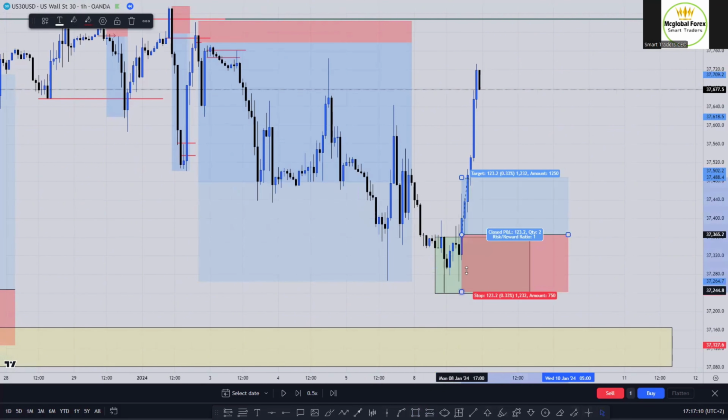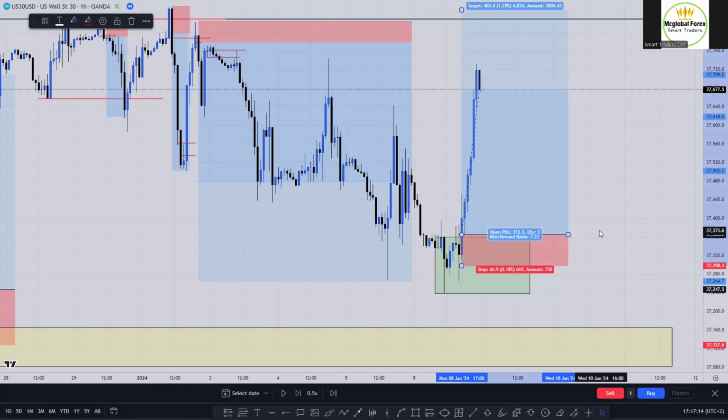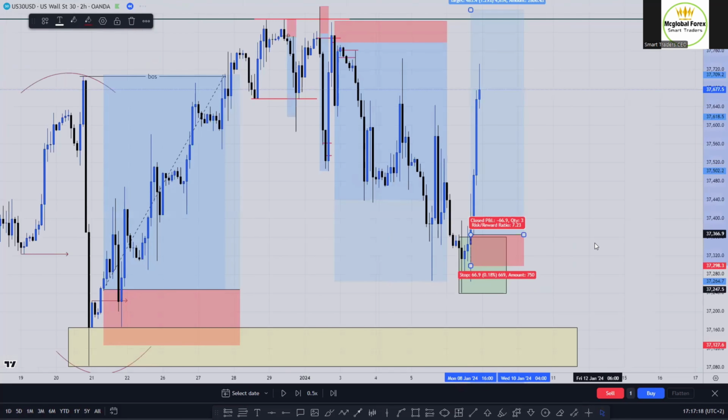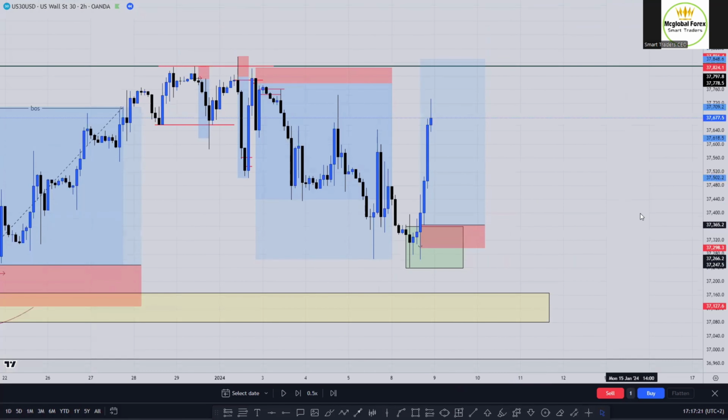And by the time they now get all the way to the top there, you can actually lock your profits by shifting your stop loss to entry, something like that. So if you go to 2 hour, it was also the same similar zone there.